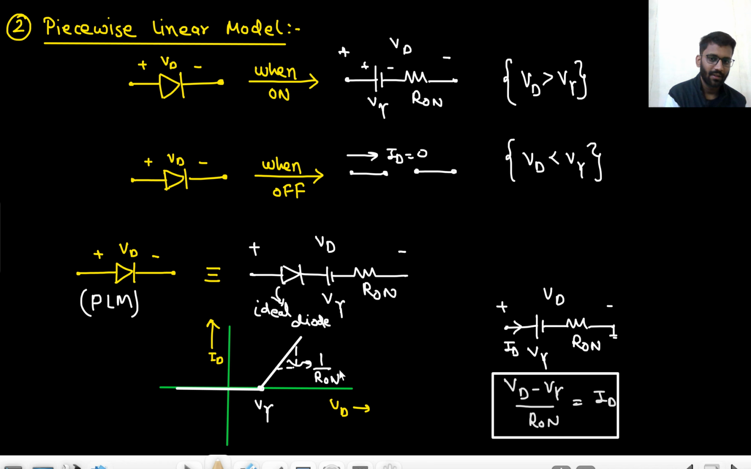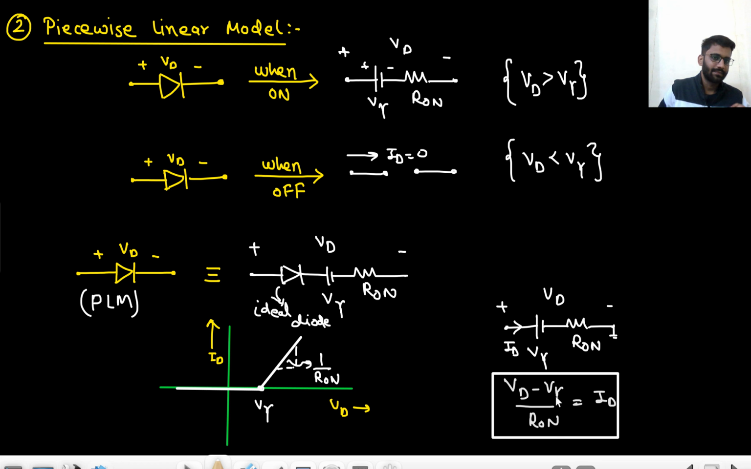So, simply what you need to remember, when VD is greater than V gamma, you just replace the diode with the battery and R1. And when VD is less than V gamma, you replace the diode with a simple open circuit. This is how the graph will look like.